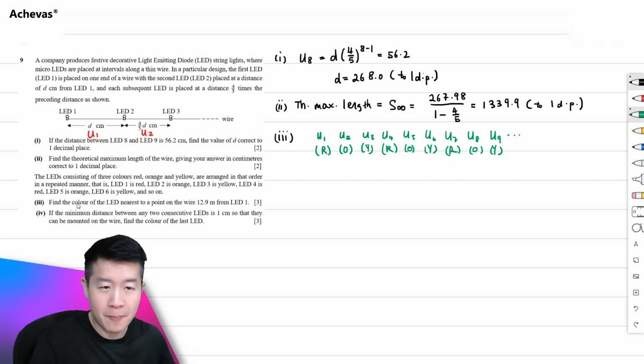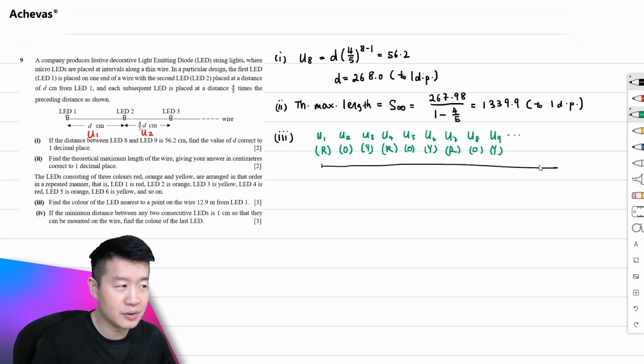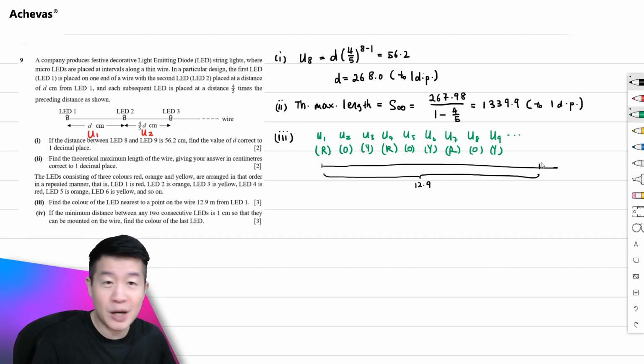So for part 3, we want to find the color of the LED that is going to be closest to the point where the wire is of a length 12.9. So L1, L2, and so on, all the way until somewhere. Then we reach a distance of 12.9. We don't know which LED is nearer to this, because it can be the LED that is before.